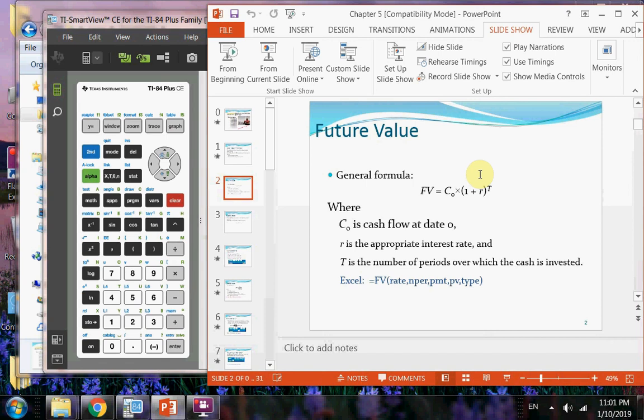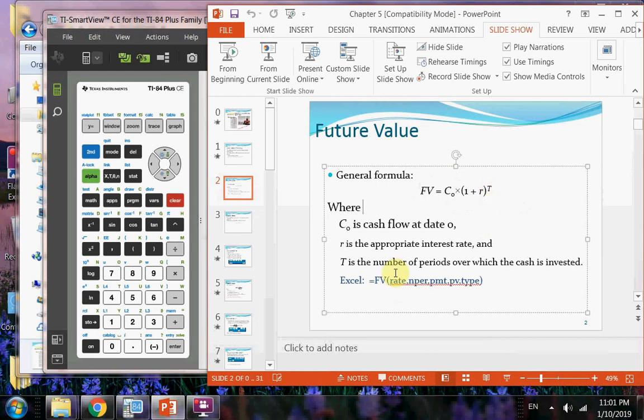This is our first formula. What you see is how to solve for future value based on today's cash flow amount. It is today's cash times 1 plus interest rate to the power of the number of periods. That's how we compound the cash flow based on the interest and the number of periods for an investment.